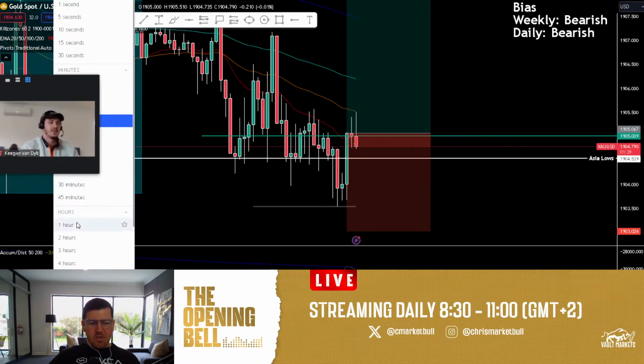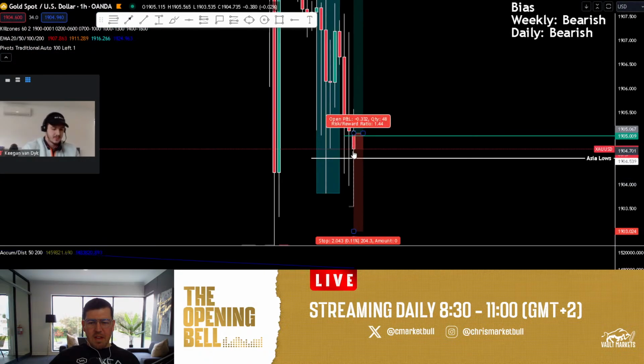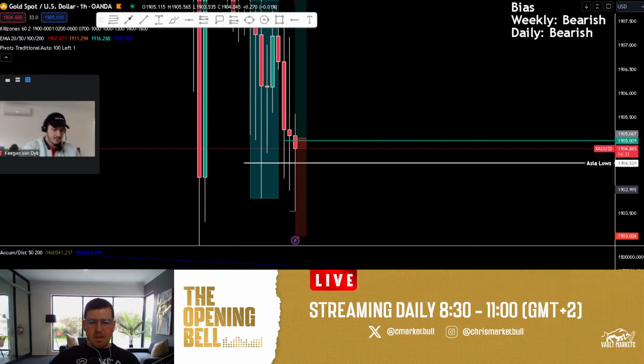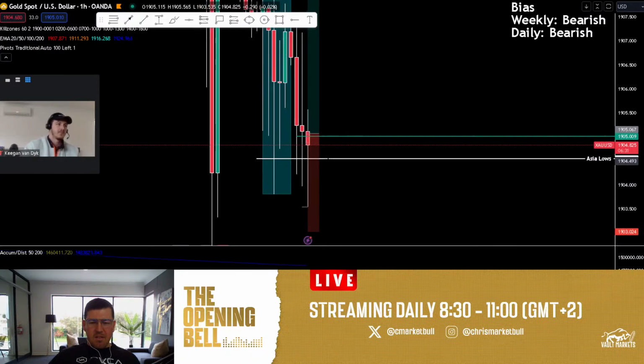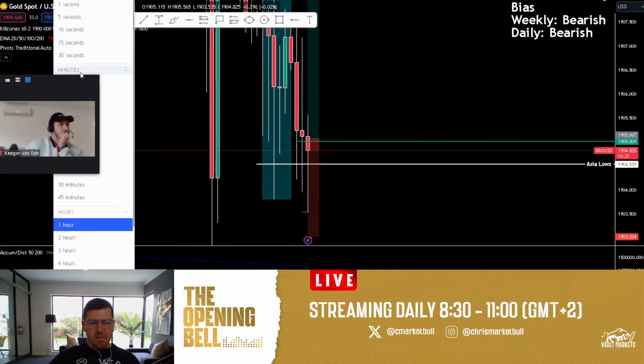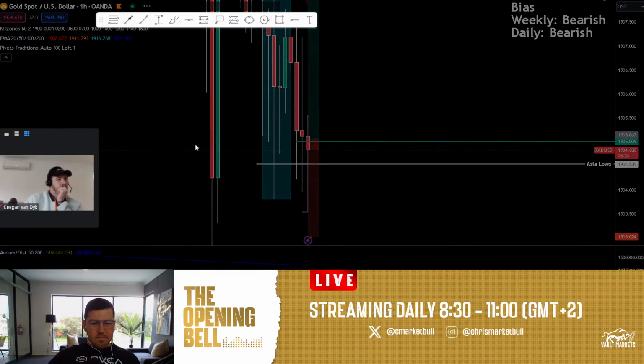And here's my issue. The hourly, even though we've got that bottom wick, it's still closing bearish. That is my only concern. I would have liked for a bullish closure, but we've got 5 minutes left. Let's see.